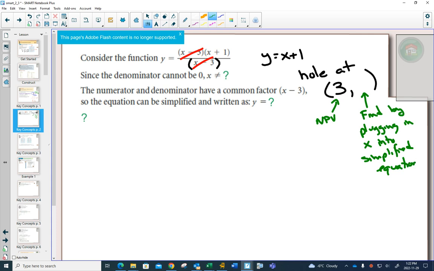And you can find the y value of your hole by plugging the non-permissible value into the simplified equation. I'm not allowed to plug in 3 into this equation, because then I would get 0 on the top and 0 on the bottom. I'm not allowed to have 0 in my denominator. However, when I simplify, and here is my simplified equation, I would be allowed to plug in 3 there. If I plug in 3 for x, I would get 4 for y. And that will be the coordinate of the hole.